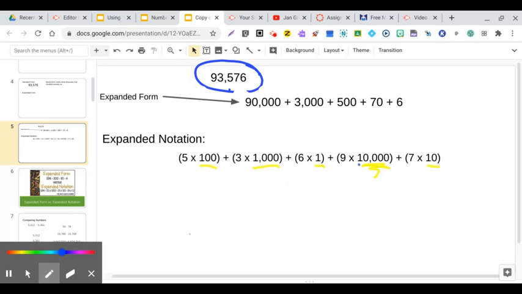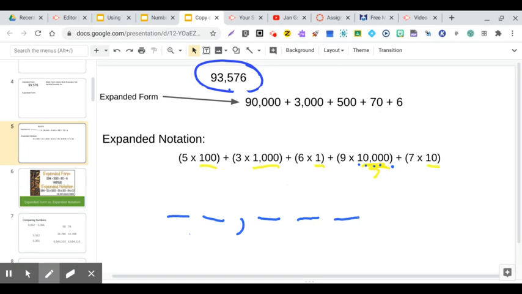That's the biggest one. So I know that my number is going to have that many digits. It's going to have 1, 2, 3, 4, 5 digits. So I'm going to make 5 blanks. 1, 2, I'm going to put a comma. 1, 2, 3. Since I know that this one is my biggest, I know it goes right there.